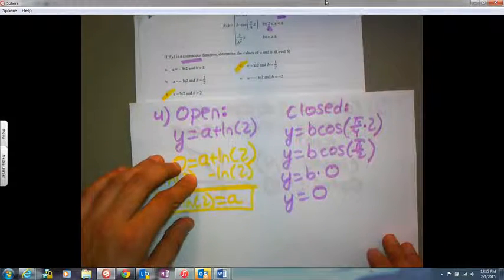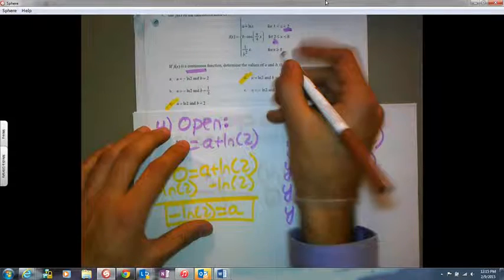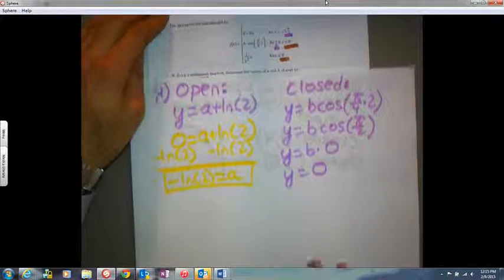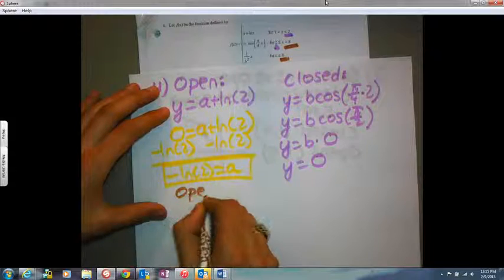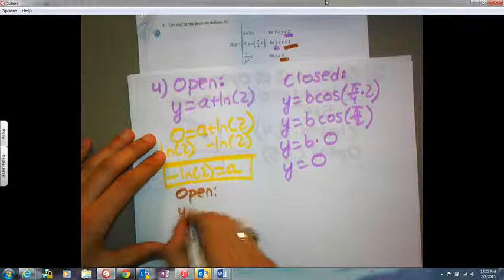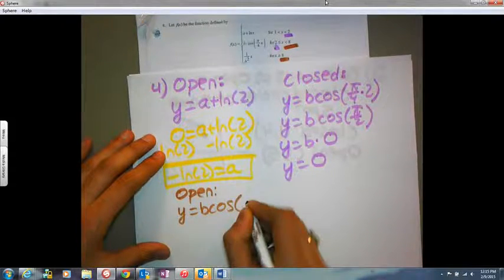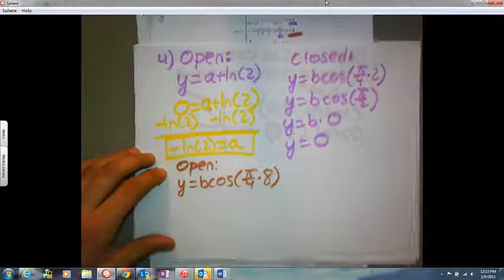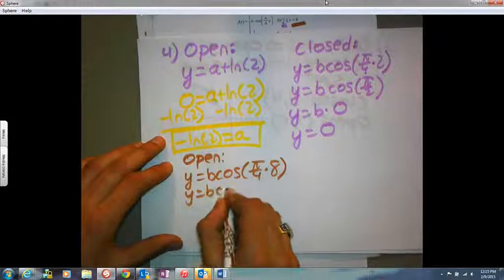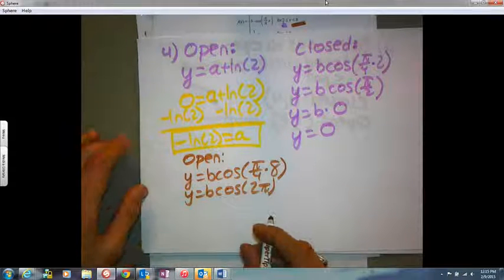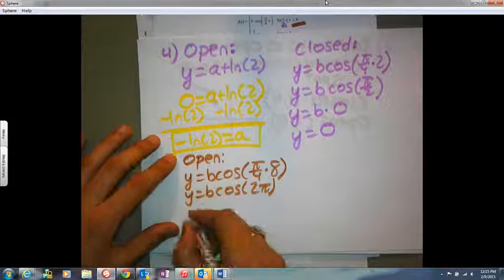And now we need to perform the exact same analysis on this 8. So the open circle for the 8 is up here on this middle piece. So y equals b cosine pi over 4 times 8. Y equals b cosine of 2 pi. The cosine of 2 pi is 1. Very good. So y equals b.